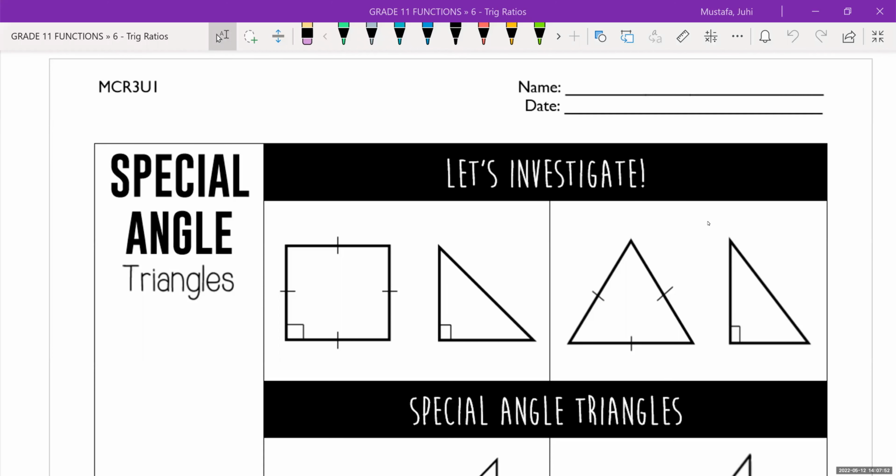So for the second lesson, we're going to learn about special angle triangles. Generally in the past, when we had a little bit more time, we would do a little investigation using squares and equilateral triangles, but we're not going to do that. I'm just going to tell you what's happening. Actually, I'll do the investigation for you.